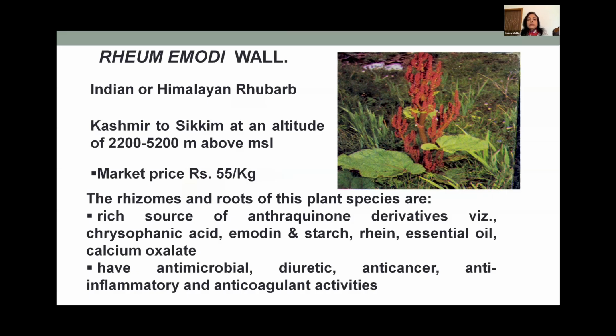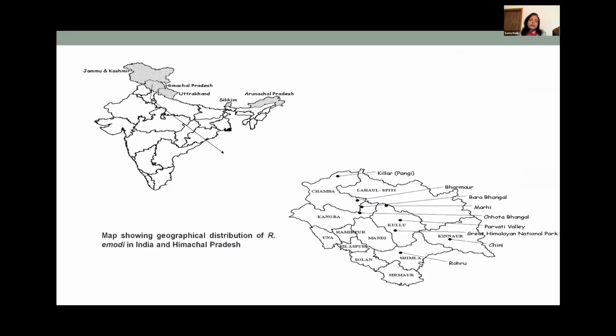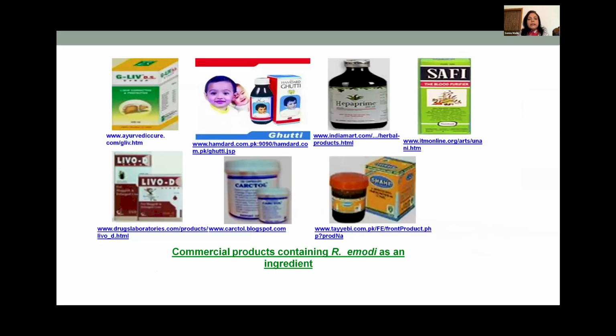In this case also, anthraquinones, which have a number of biological properties, are obtained from the rhizomes and roots of this plant species. That means the underground part of the plant species, and it also has antimicrobial, diuretic, anti-cancer, anti-inflammatory properties. This is also the map showing the distribution of Rheum at high altitude of the Himalayan region, and particularly in Himachal Pradesh. And these are the common products you might have seen in the market, or some of you might have used also, like Liv 55, Janam Gutti, Safi.